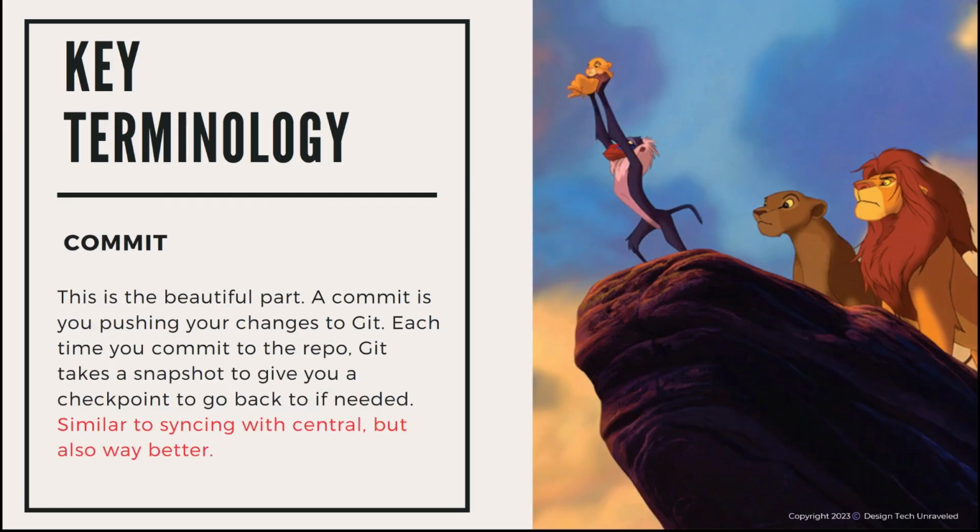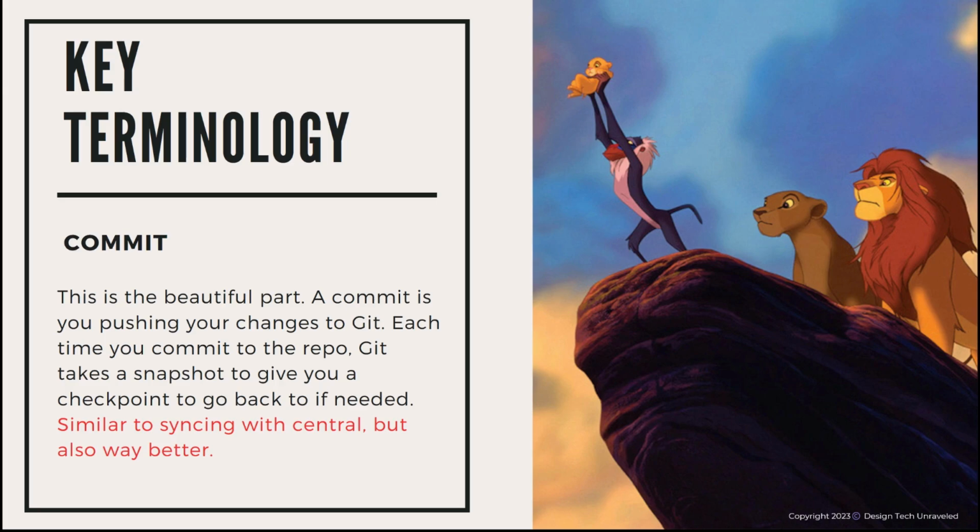Another key term is commit. This is the really cool part about Git: a commit is you pushing changes to Git. Each time you commit to the repo, Git takes a snapshot to give you a checkpoint to go back to if needed. So each commit is doing a snapshot, which is really cool. And commits can exist locally on your computer only until you push them to the cloud if you'd like. So commits are something that can exist locally, which is really neat.